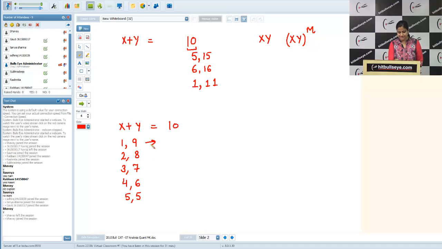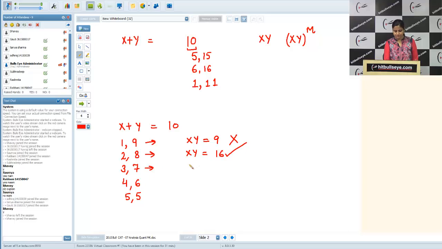Now if I consider this case where x is taking value 1 and y is taking value 9, what will be xy? It will be 9. But if we take xy square, it will end in 1. So this case is rejected. But if we take 2 and 8, xy will be 16. So whatever be the power of xy, the unit digit will remain same always, that is 6. So this case is considered, this is a valid case.